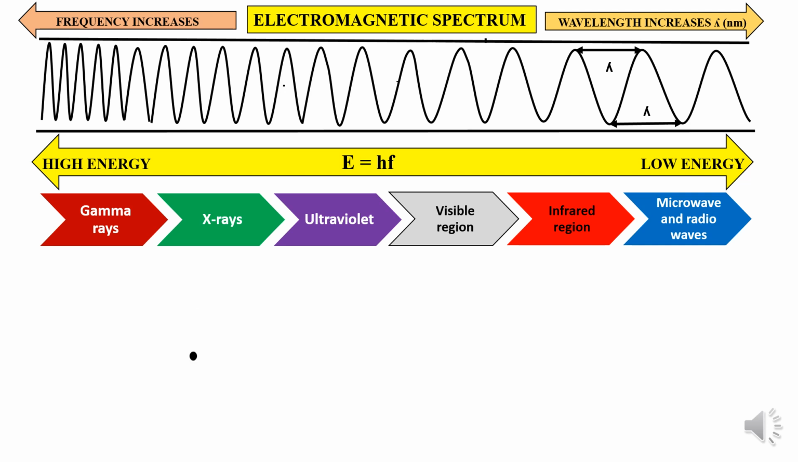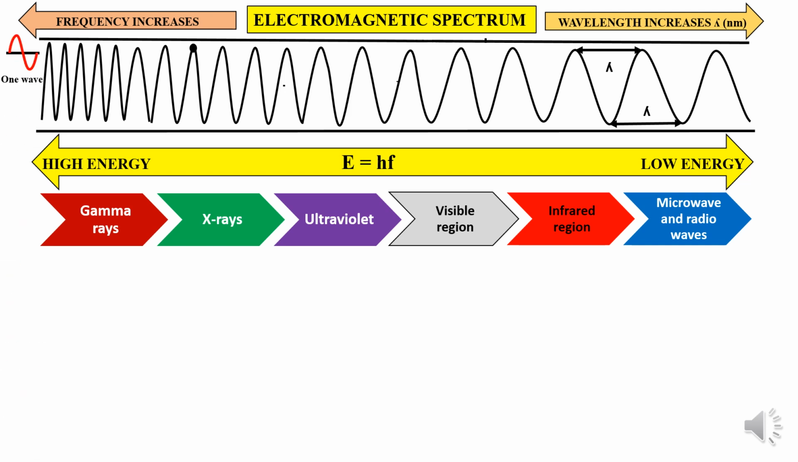Now frequency is the number of wavelength units that pass through a fixed point in unit time. So as you move from the low energy microwave and radio waves towards the high energy gamma rays, not only does the frequency increase, but the energy of the radiation also increases.